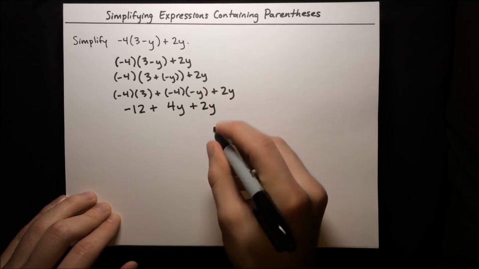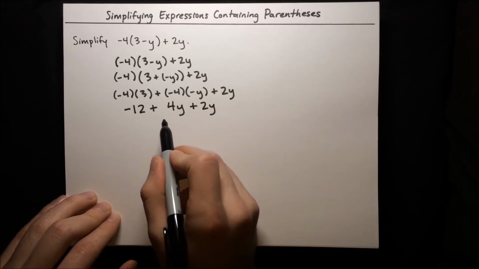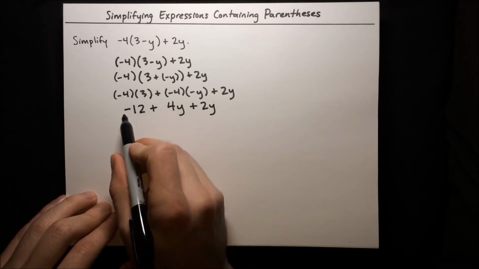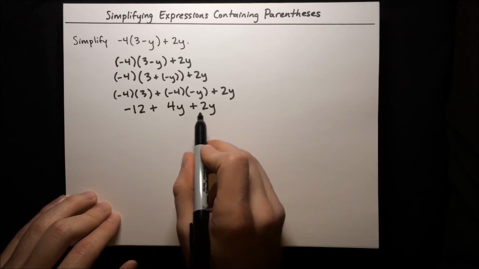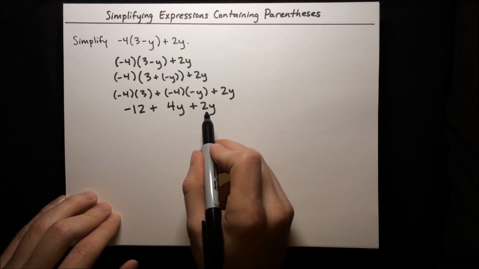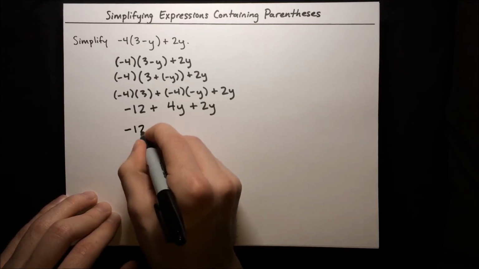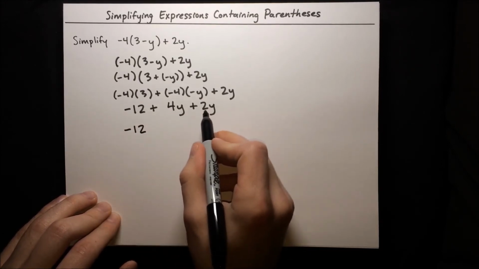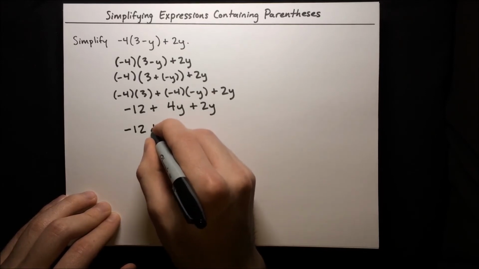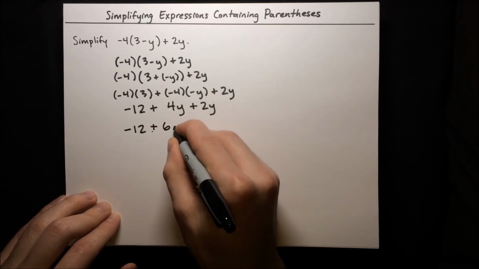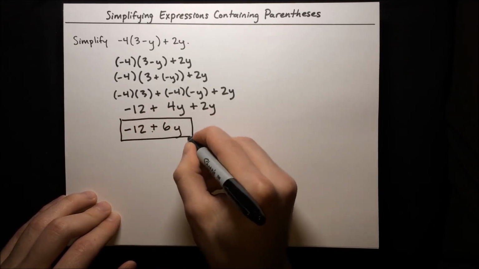Okay, so now we're almost there. The last thing to do is to collect like terms here. There aren't any other constants to combine with the negative 12, but we have two y terms here. There's a 4y and plus a 2y, so we can combine these two into a single y term. So let's write that. 4y plus 2y, that's just, well, 4 plus 2 is 6, so just 6y. So negative 12 plus 6y. And there we go. That's our final result.